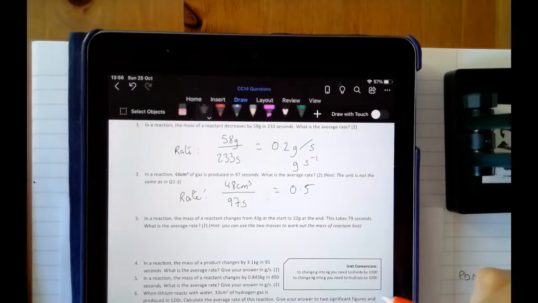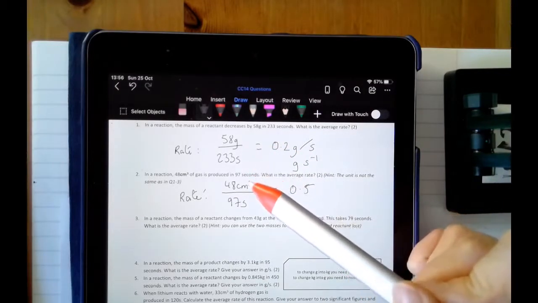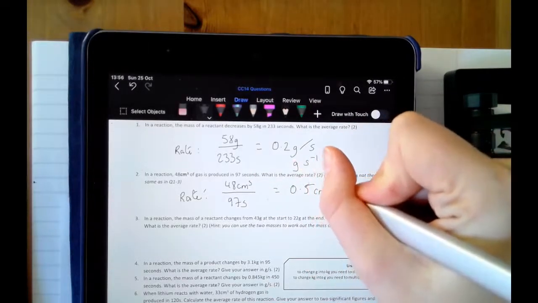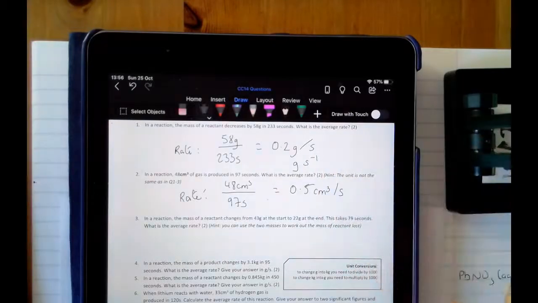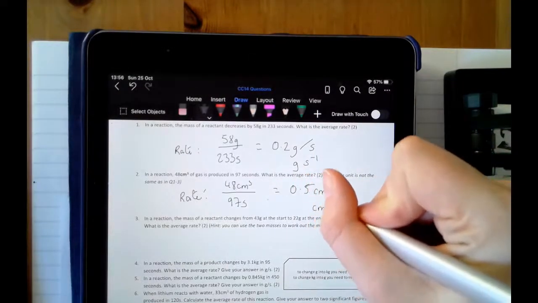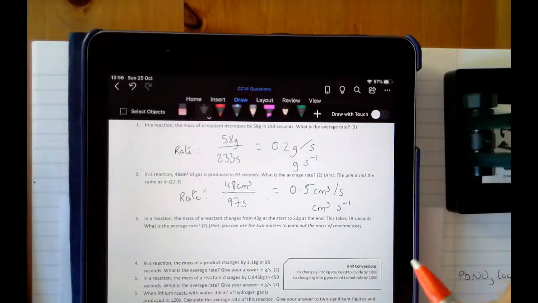Again, I need to include a unit. Above, I had grams divided by seconds, but here I've got centimeters cubed divided by seconds. So my unit is going to be cm cubed per second, centimeters cubed per second. Again, I can write the same unit as cm cubed s to the -1. They mean exactly the same thing.